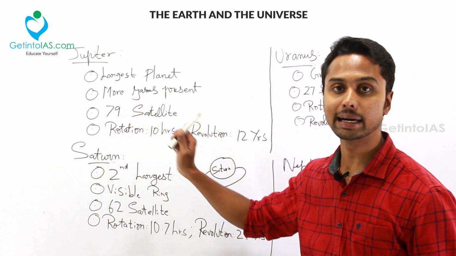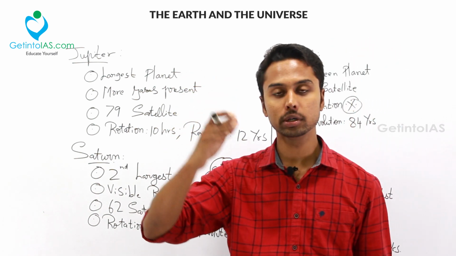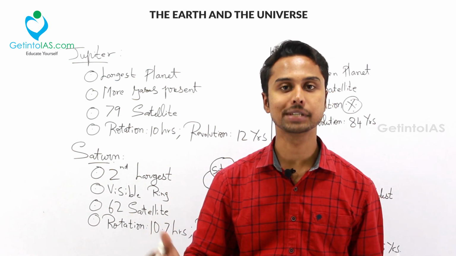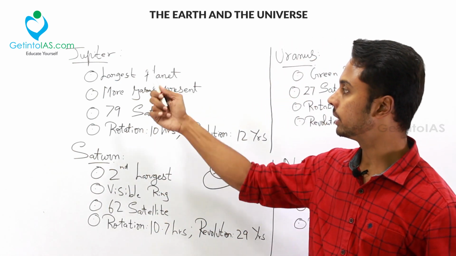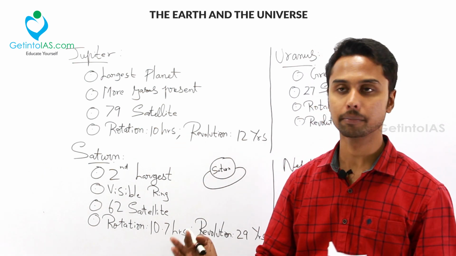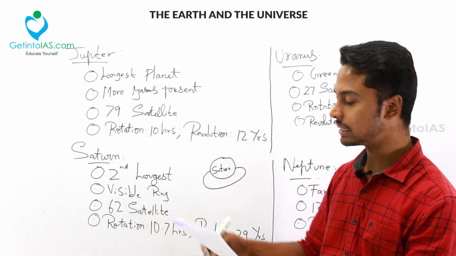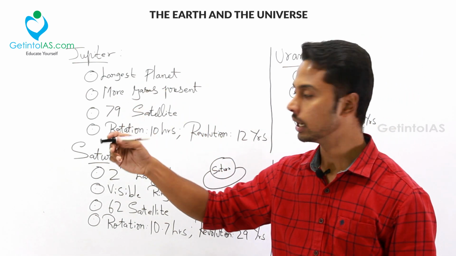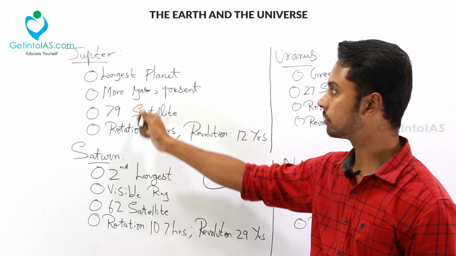There are 79 satellites. I told you, when compared to your inner planets, your outer planets, the Jovian planets, will have more satellites. This is the prime example. Jupiter has 79 satellites. Jupiter is so big. Out of these 79 satellites, the largest satellite of Jupiter is Ganymede.